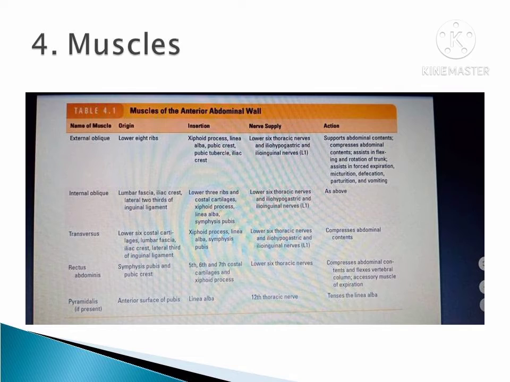Fourth muscle is rectus abdominis. It originates from symphysis pubis and pubic crest. It inserts into the 5th, 6th and 7th costal cartilages and xiphoid process. Its nerve supply is lower 6 thoracic nerves. Its action is compress abdominal contents and flexes vertebral column, accessory muscles of expiration.